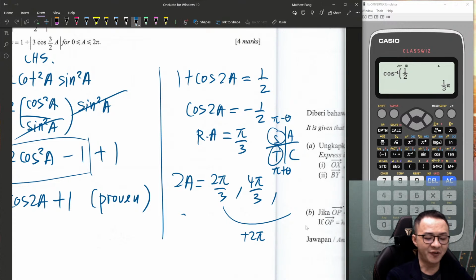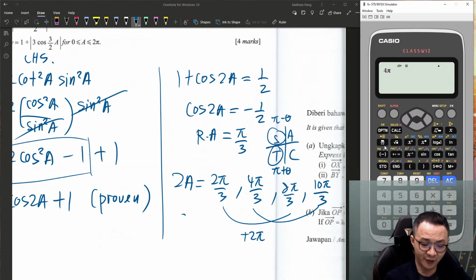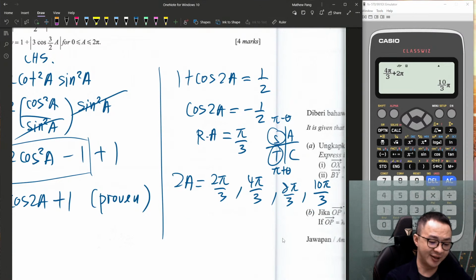If I plus 2 pi to the first answer, I should get 8 pi over 3, right? It's still within 4 pi. And I plus 2 pi to the second answer, I should get 10 pi over 3. Isn't it? 4 pi over 3 plus 2 pi. Yeah, 10 over 3 is 3.33, still less than 4 pi. Alright, I believe this is all the answers I have.